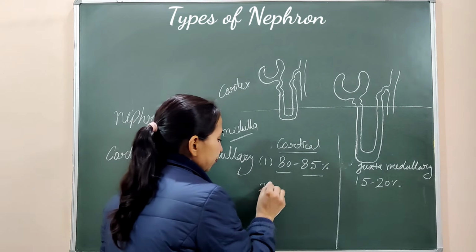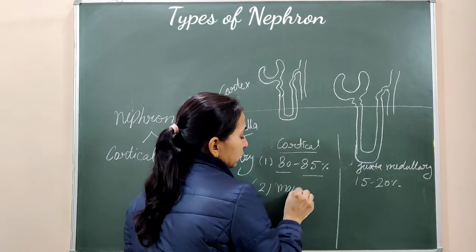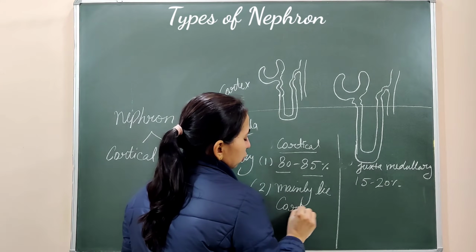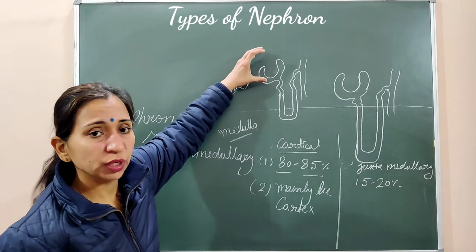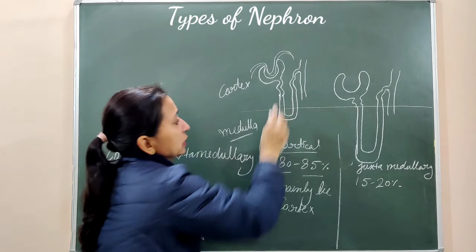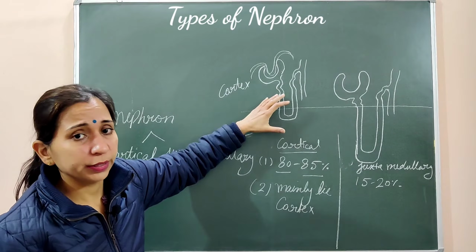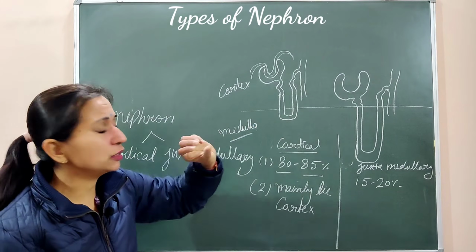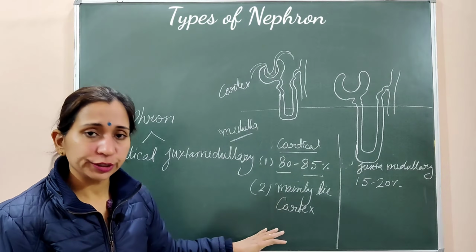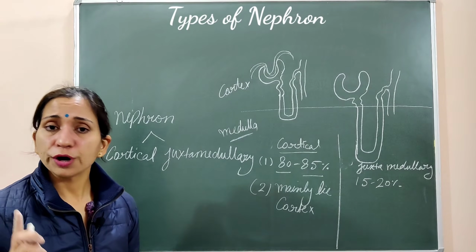Second thing, we can say that these cortical nephrons mainly lie in the cortex region. Mainly, why did we say that? Because their Bowman's capsule, where the glomerulus will also be, the PCT, DCT, all and the loop of Henle are also present in the cortex region. Only some part, the short region of the loop of Henle, is present in the medulla region. So they mainly lie in the cortex region. Whereas the juxtamedullary nephron, they are present at the junction of cortex and medulla.